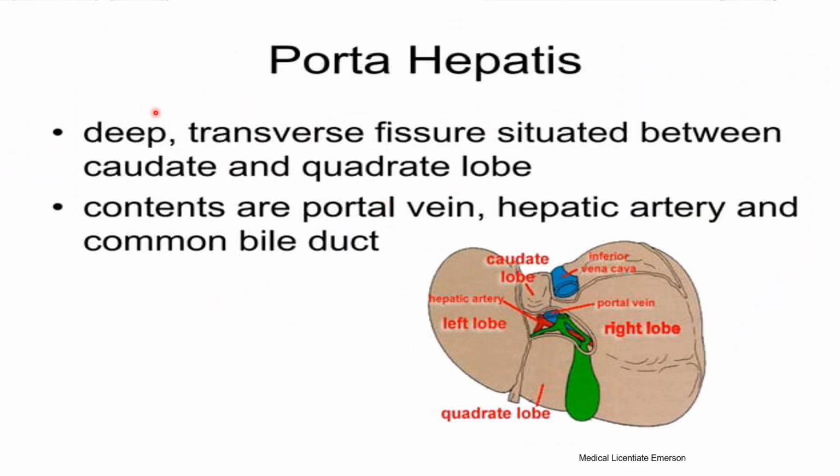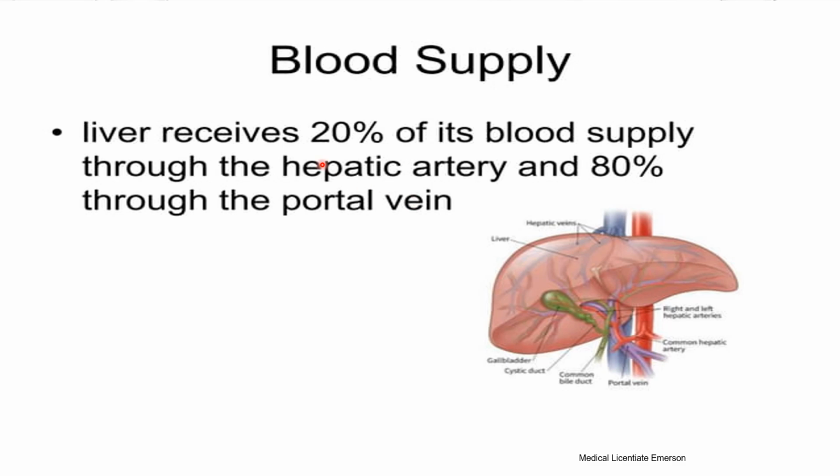Then we have another thing, the deep transverse fissure situated between the caudate and the quadrate lobe. We call it the porta hepatis. The contents of the porta hepatis are the portal vein, hepatic artery, and the common bile duct. Then in terms of blood supply, the liver receives 20% of its blood supply through the hepatic artery and 80% through the portal vein.